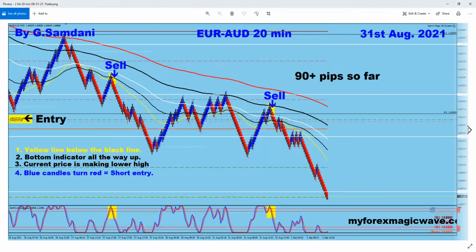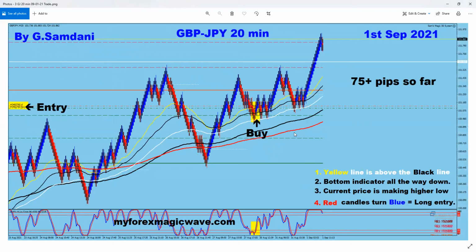All right, this is how the conditions I put down here work, so you can understand how I am doing it. It's the same for long, just the opposite. Yellow is above the black, and at the time of pulling the trigger, the indicator has to be all the way down. Price has to make a higher low, and then the red candle turns blue. I open the trade here and put the SL here. SL never got hit. It moved slowly that day, then came back down here. My SL was still here, then it went up and I closed the trade for 75 pips. This is a buy order right there.